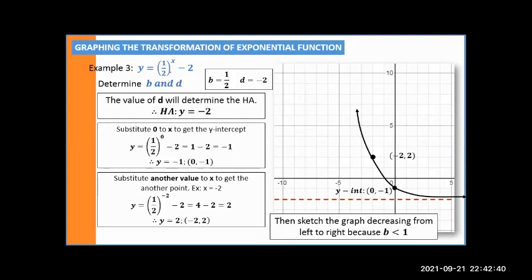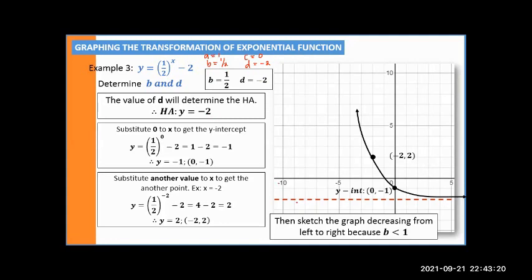Y is equals to 1/2 raised to x minus 2. So, again, kunin muna natin yung value ng a, b, c, and d. So, we have a which is 1. Di lang natin sinusulat. Ang base natin is 1/2. Ang c natin is 0 kasi wala namang dinagdag sa exponent. And d natin is negative 2. So, ang mahalaga dyan is value ng base at ng d. Again, the value of d will determine the value of horizontal asymptote. Dahil ang d natin is negative 2, yan ang ating HA. Y is equals to negative 2.